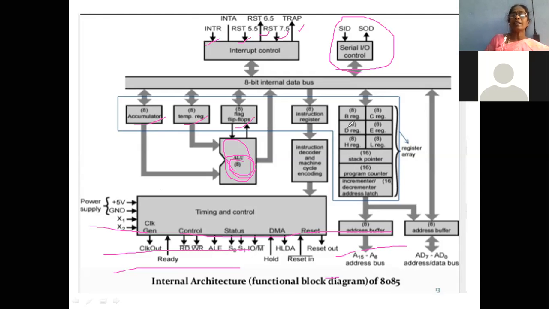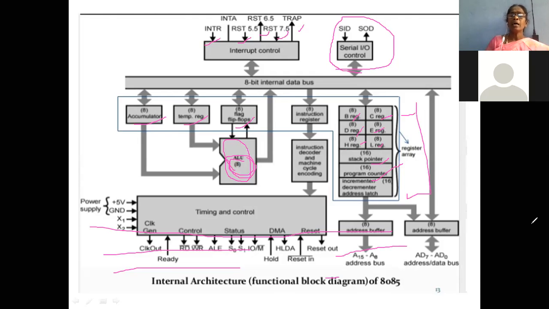And you can see here, this is a register array. B register is there, 8 bit, C register, and D, E, H, L. So there are 6 general purpose registers, simply called GPR, general purpose registers. And we have a stack pointer, which is a 16-bit register, and a program counter. These two are special registers, whose capacity is 16-bit.